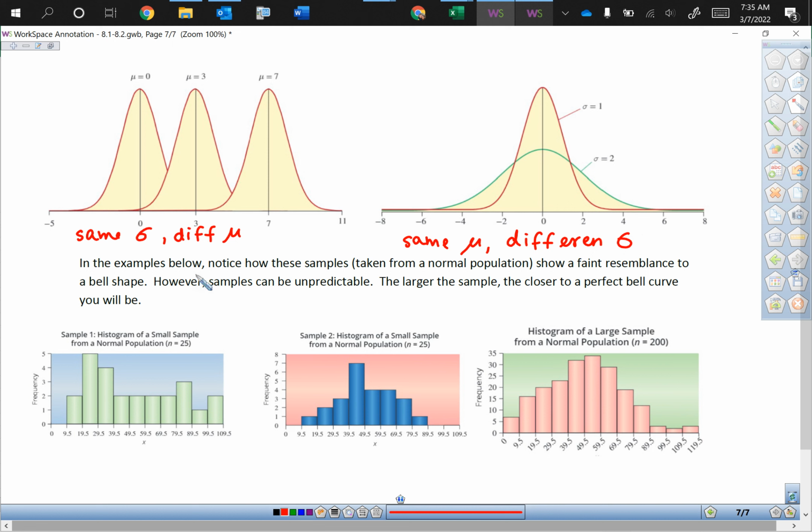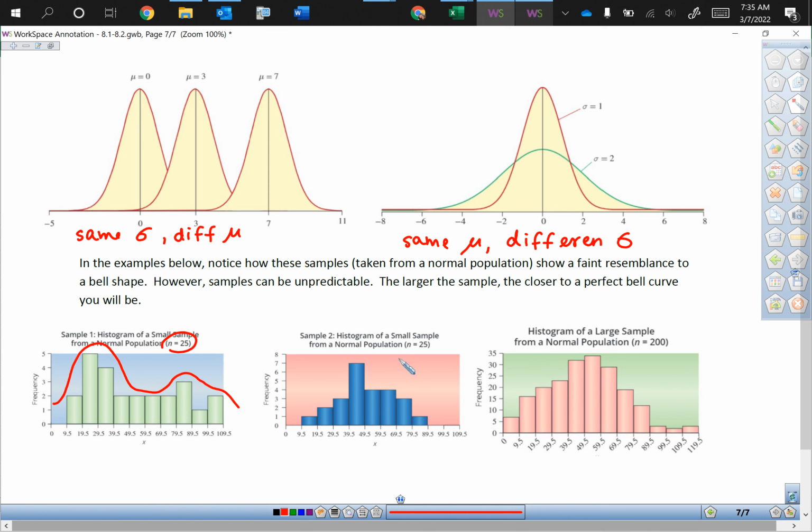So, in the examples below, notice how these samples, taken from a normal population, show a faint resemblance to a bell shape. However, samples can be unpredictable. So even if you know the population is normal, samples can be really unpredictable. The larger the sample, the closer to a perfect bell curve you're going to be. So here we have a sample of 25. It's a little wonky. It's not very normal.